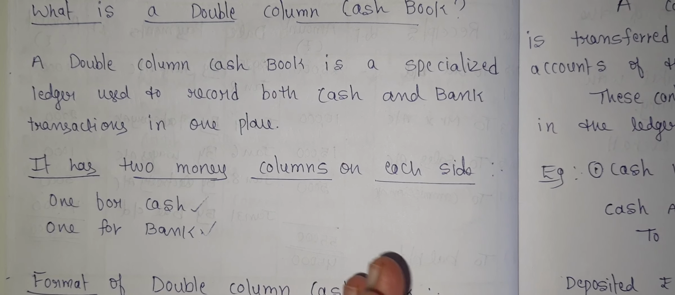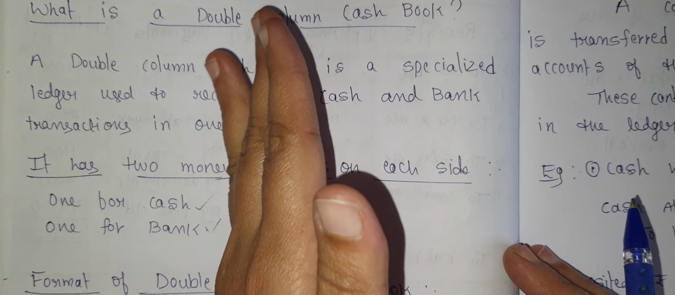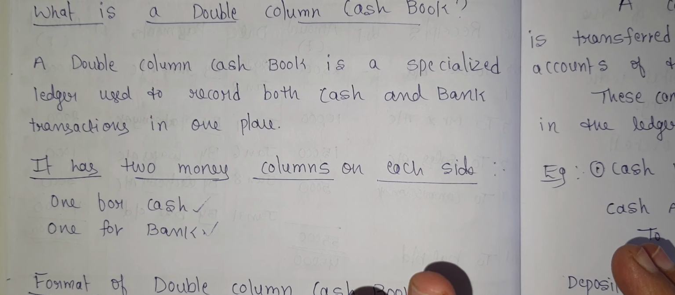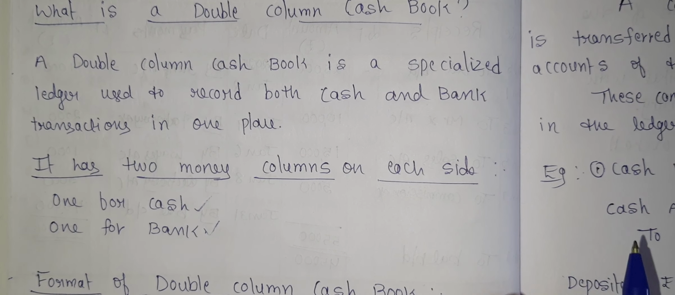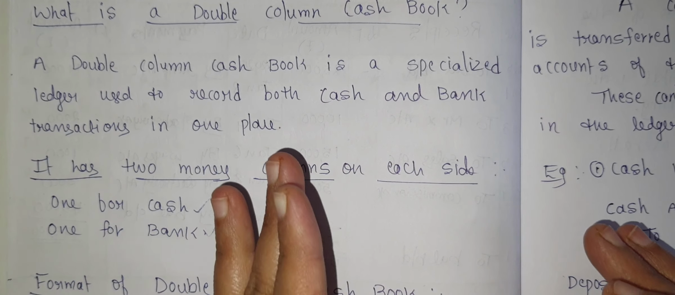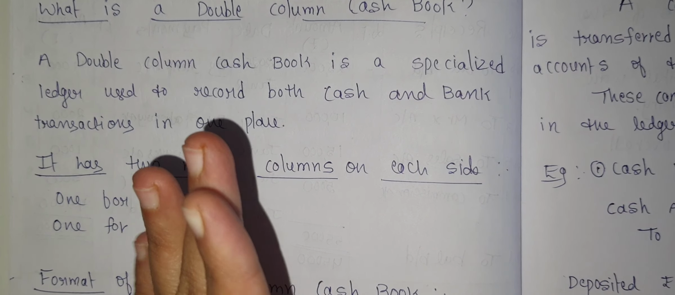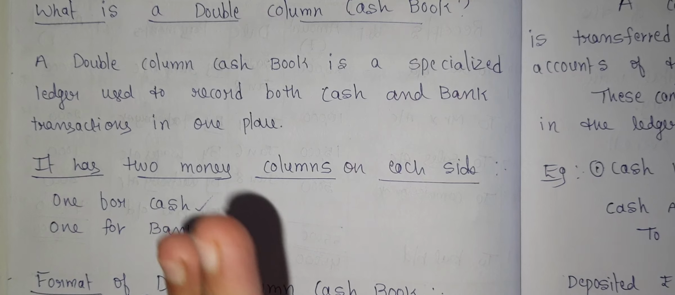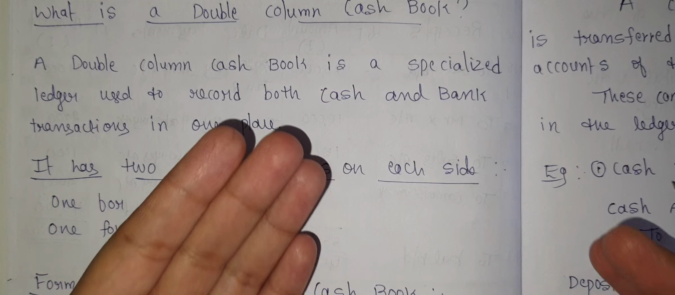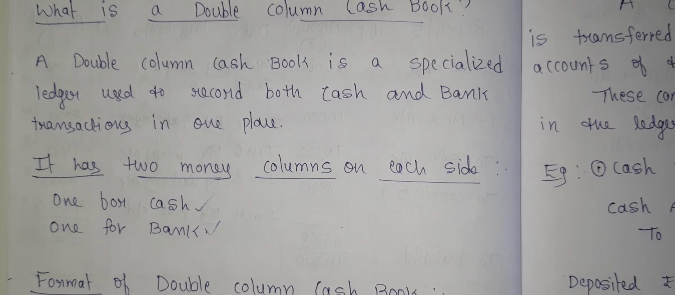And this format helps businesses keep track of all cash receipts, payments and bank transactions without needing separate ledgers for each. Means we need not prepare a separate ledger for cash and bank transactions. So think of it as a two-in-one record for all your financial inflows and outflows.